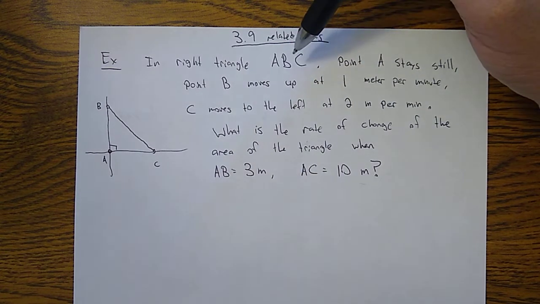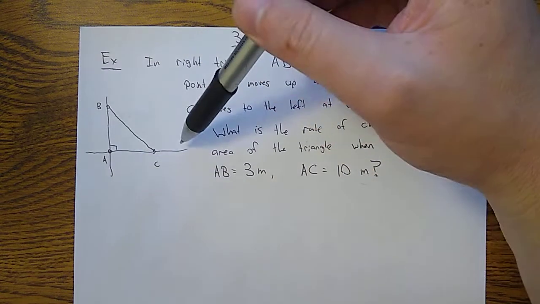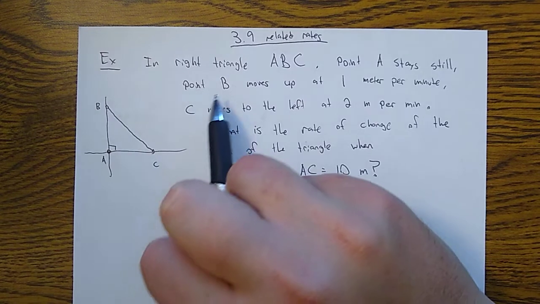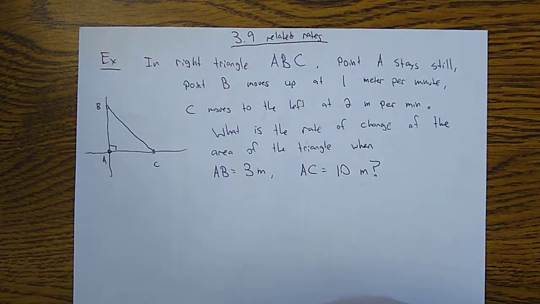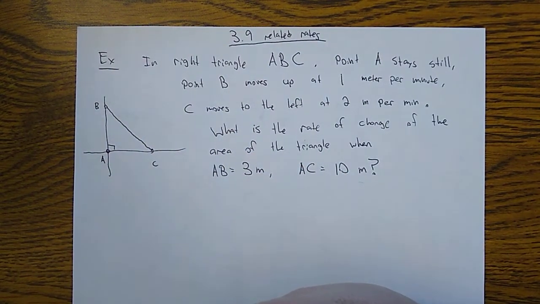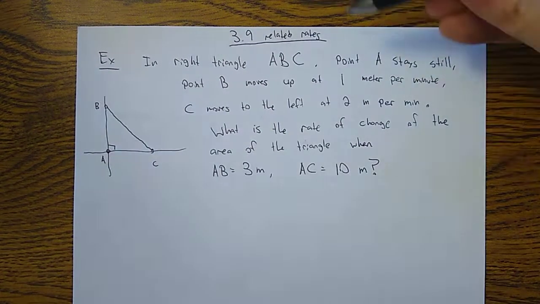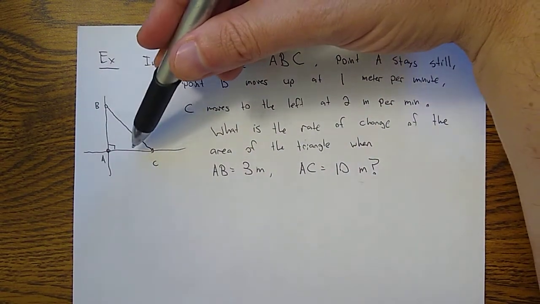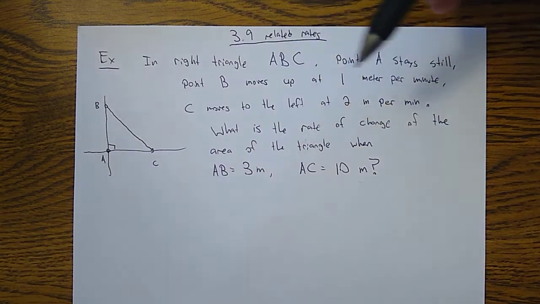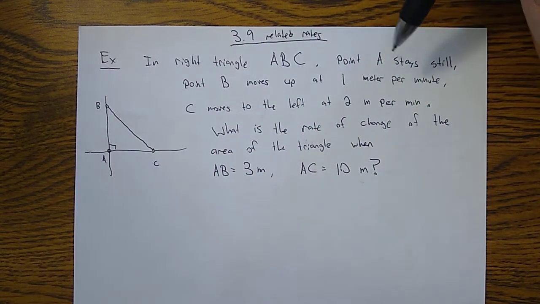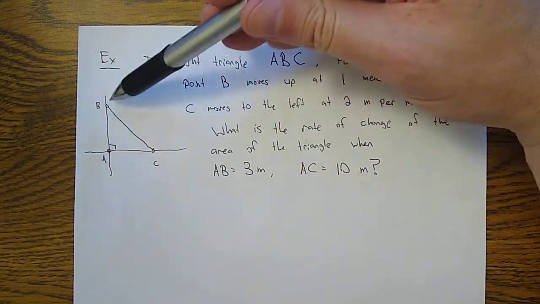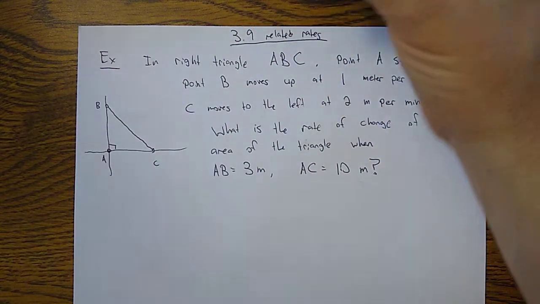So say we have a right triangle ABC. I've drawn it here. Point A is going to stay still. Point B is moving. And this is a common theme in related rates: things are changing. So point B is moving up at 1 meter per minute. Point C is moving to the left 2 meters per minute. And the question is, what is the rate of change of the area of the triangle when AB is 3 and AC is 10?